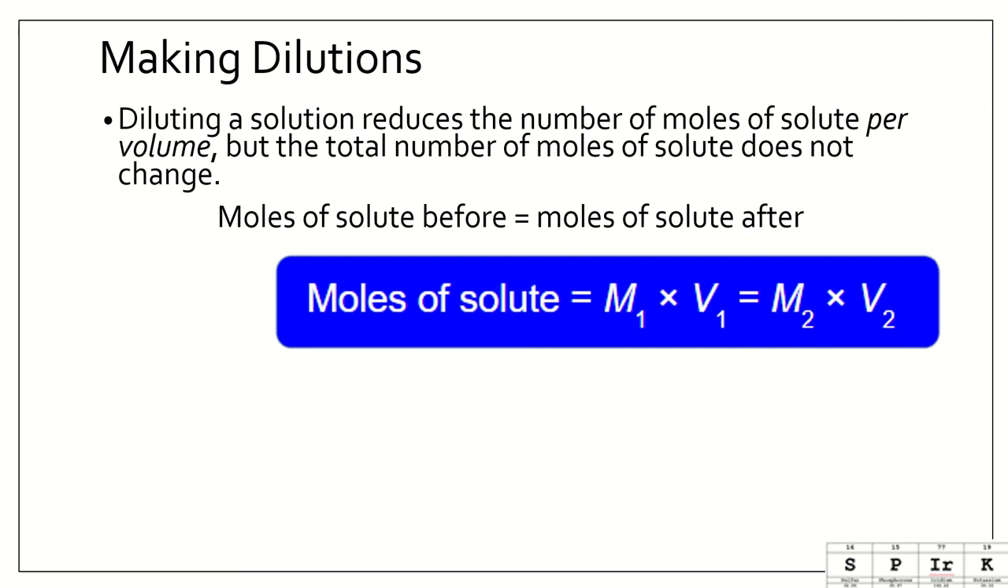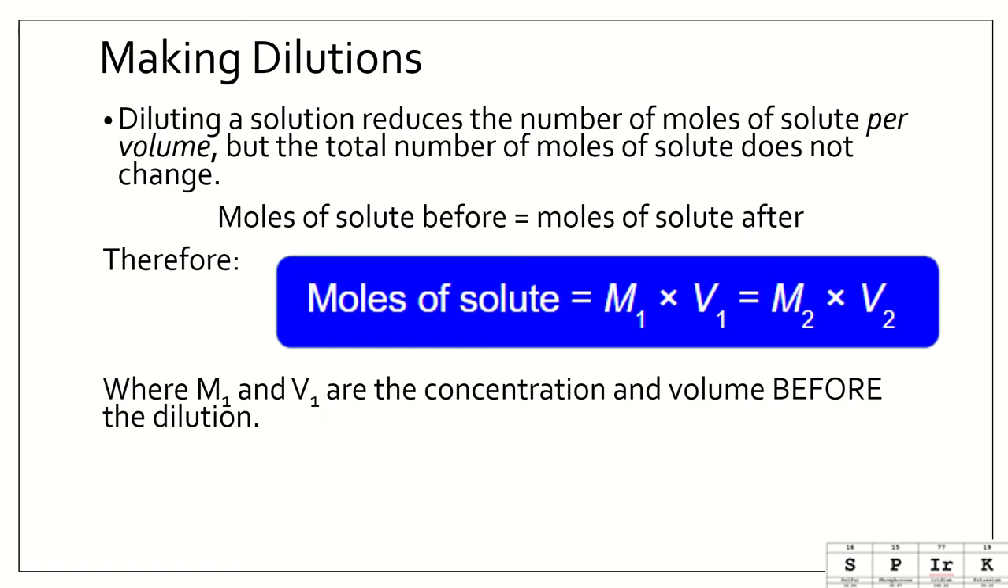So because of this, we can set up a relationship that says the molarity before times the volume before equals the molarity after times the volume after. And anytime I make a solution for class, I use this equation. So where M1 and V1 again are the concentrations and volumes before the dilution.